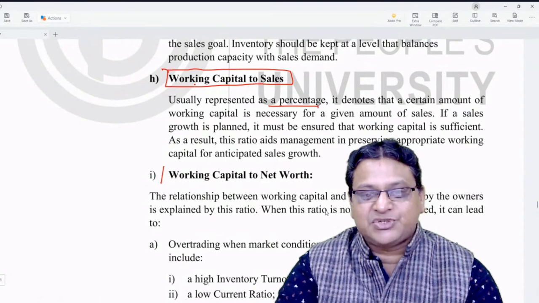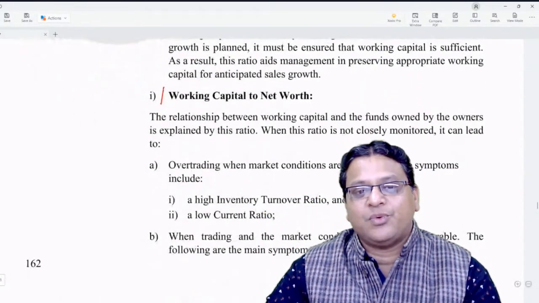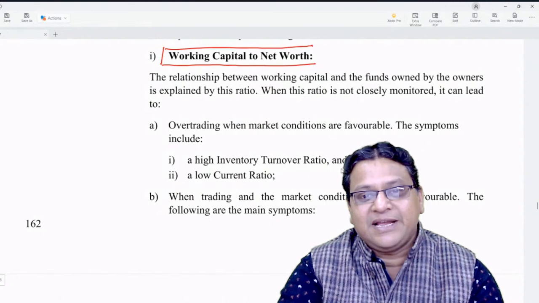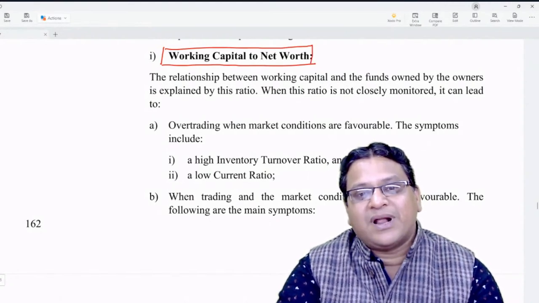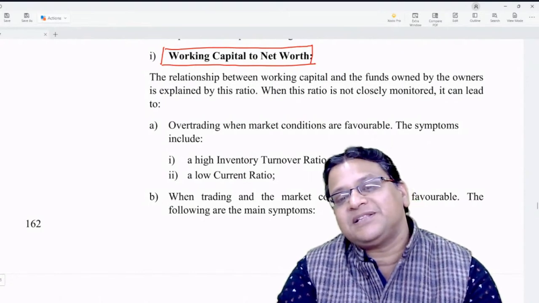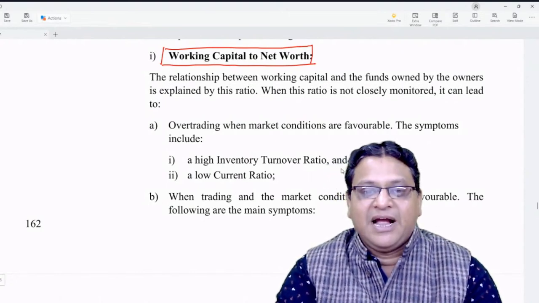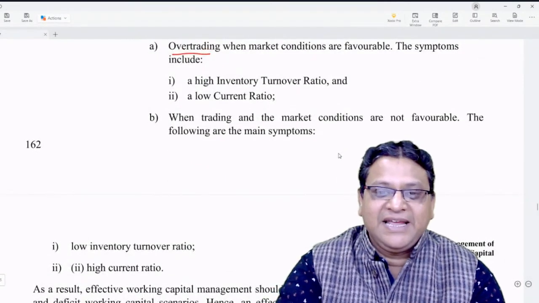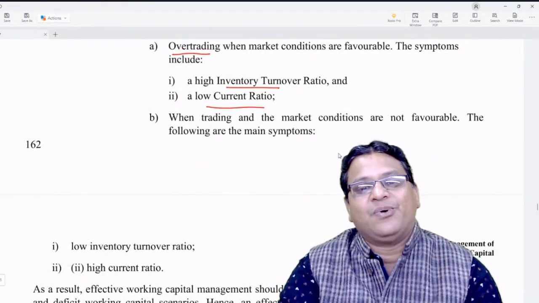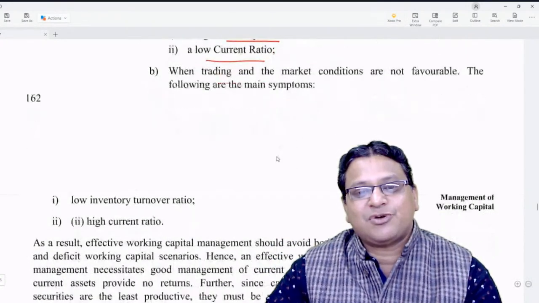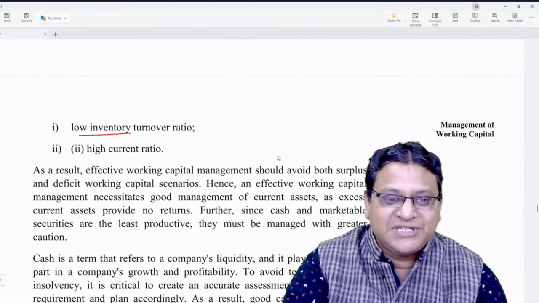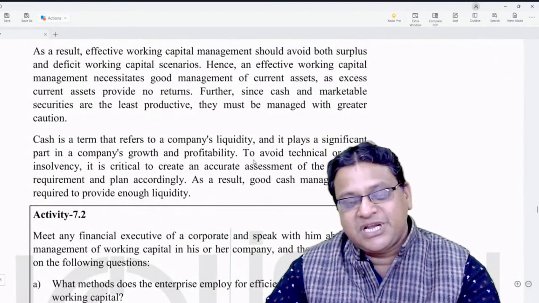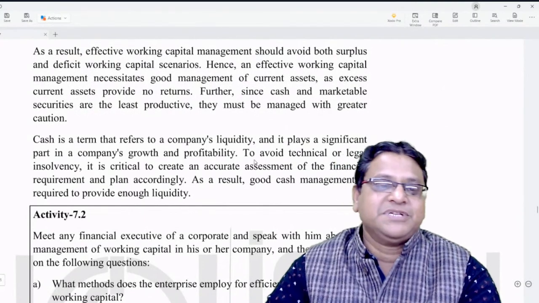The next most important ratio is the working capital to net worth ratio. This ratio is used to predict overtrading or undertrading. So working capital by net worth gives us the working capital to net worth ratio, and we compare this ratio with the industry average. Overtrading takes place where there is a combination of two things: high inventory turnover ratio and a low current ratio. And undertrading takes place where there is a combination of low inventory turnover ratio and high current ratio. Hence, these are different ratios which you use to predict the working capital of the business.